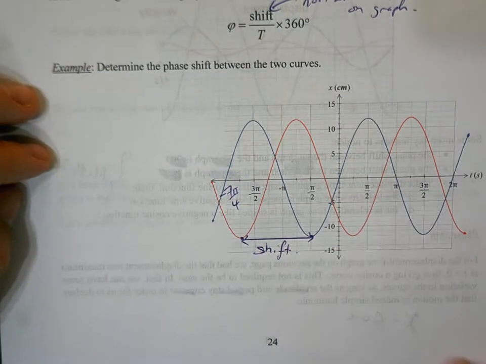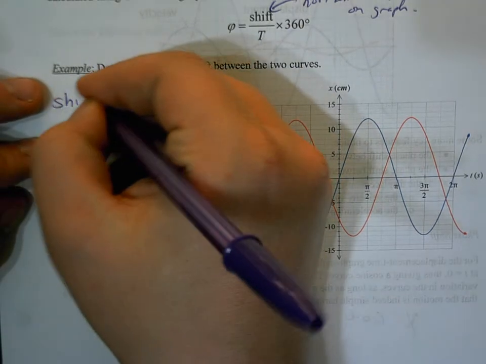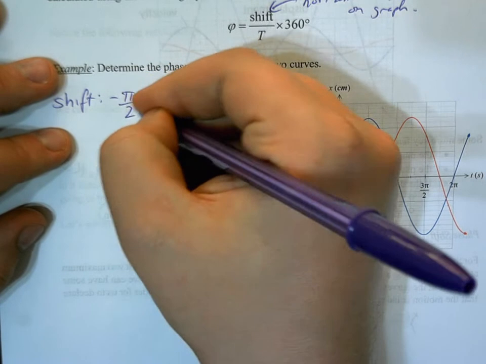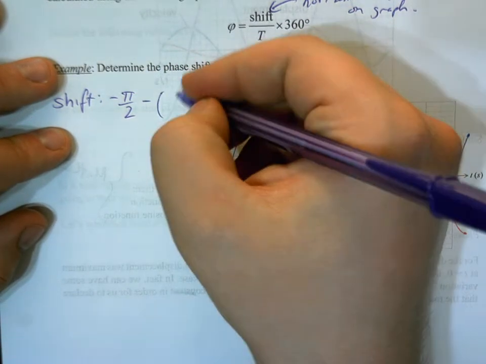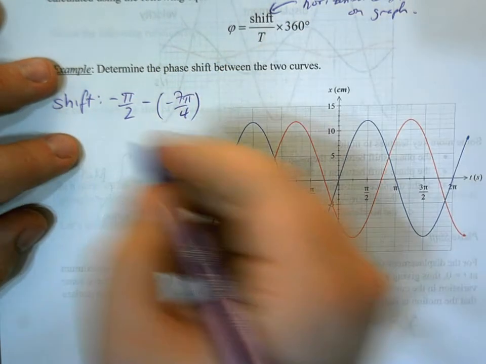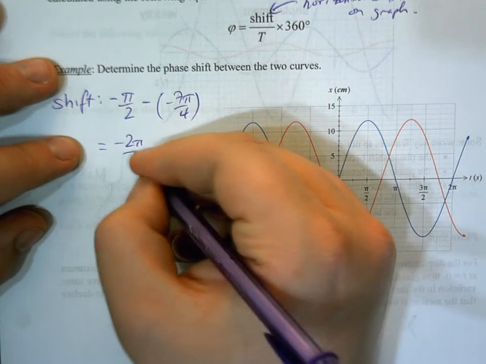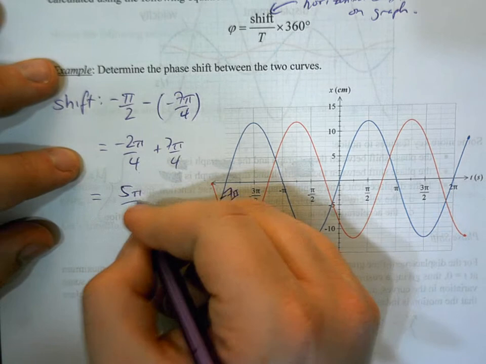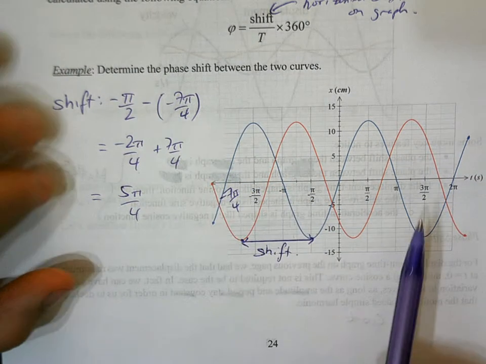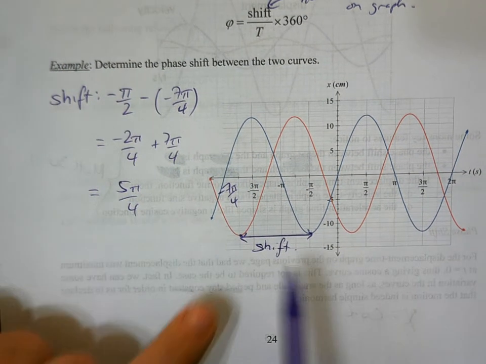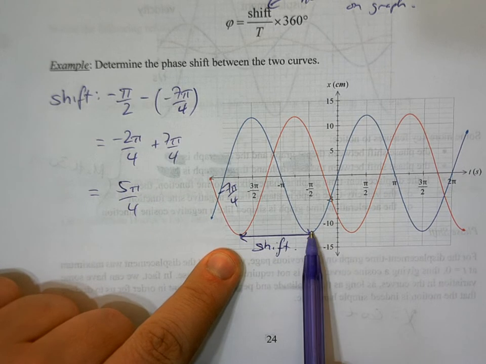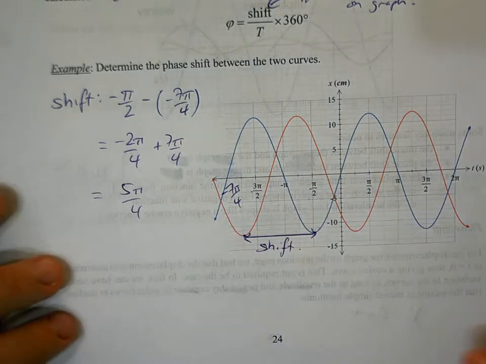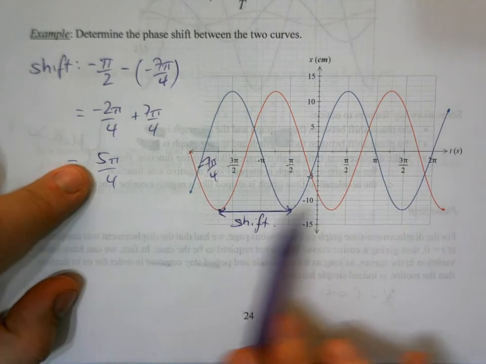So let's find the shift. For this, we're going to have negative pi over 2, and then this negative 7 pi over 4. So we got negative 2 pi over 4 plus 7 pi over 4. So this is going to give us 5 pi over 4. What that is telling us is that to go from the red curve to the blue curve, we have to move this over 5 pi over 4 units to the right. That is the difference between these two curves.